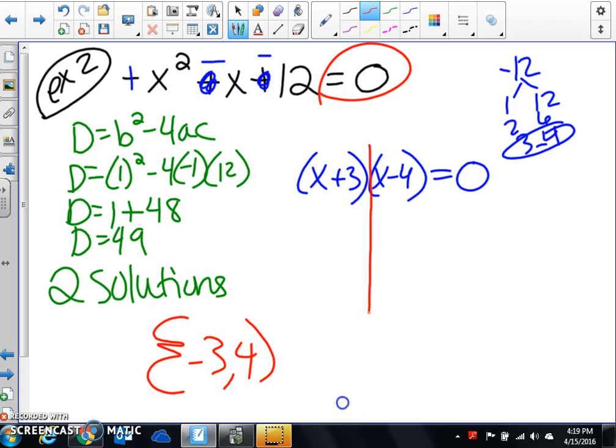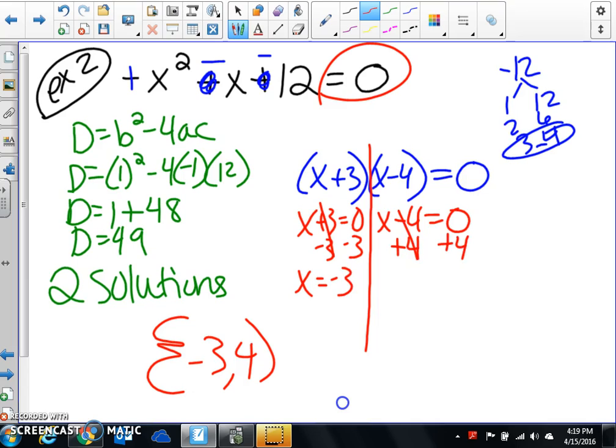I build my Great Wall of China. X plus 3 equals 0. X minus 4 equals 0. Subtract 3 over. Add 4 over. And once again, those are the exact same as what I've got over here.